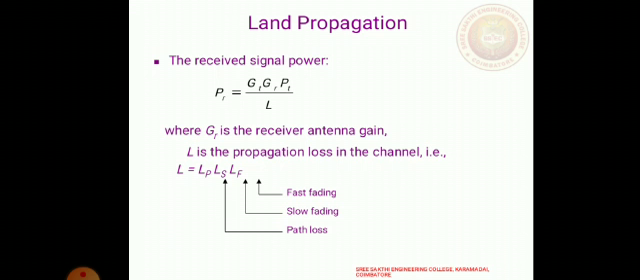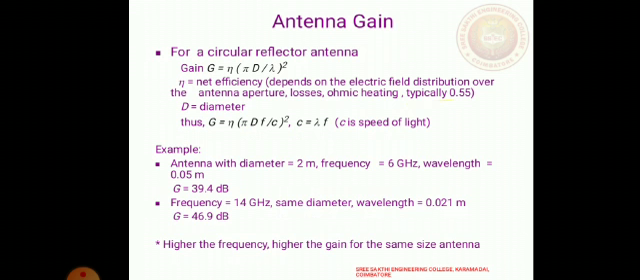We have the propagation loss while the signal is transmitted to the receiver, so the loss is occurring in the channel. Here the antenna gain, for a circular reflector antenna, is G is equal to eta into (pi d by lambda) squared. When you have an antenna with a diameter of 2 meters and a frequency of 6 gigahertz, the wavelength is 0.05 and the gain is 39.4 dB. Gain is always calculated in dB, that is decibels. Higher the frequency, higher the gain for the same size antenna.